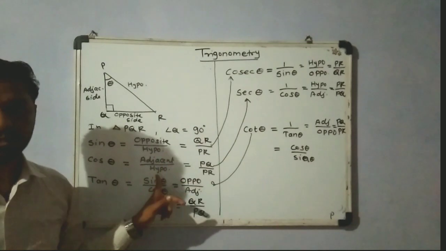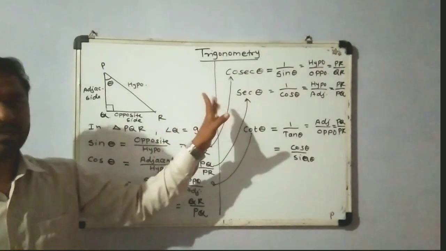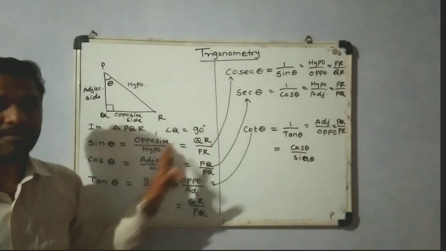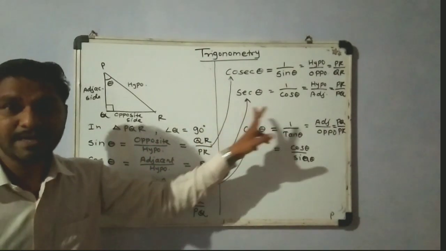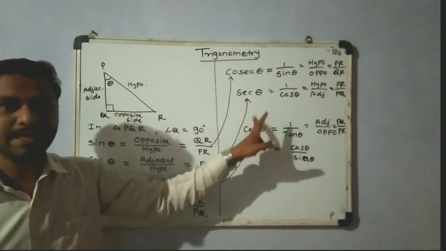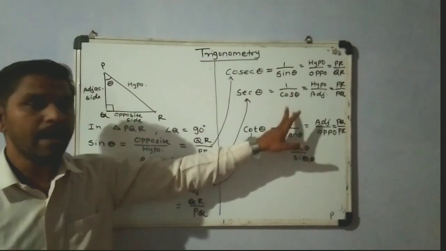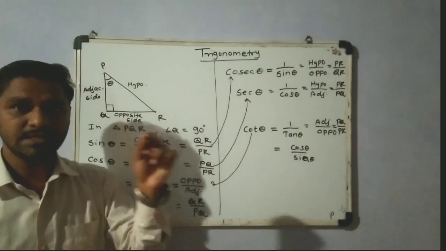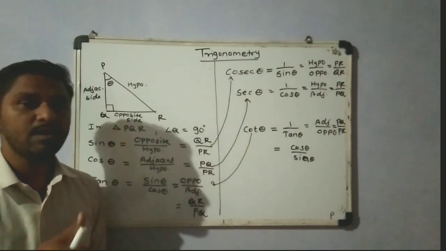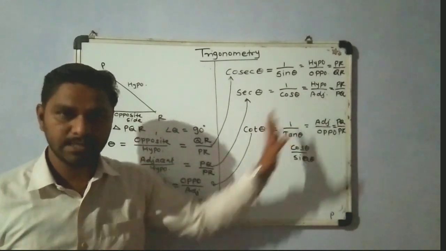In the same way, sec is related to cos. That's why I tell you, don't miss the sequence. Sec is nothing but the reciprocal of cos. So sec theta is equal to 1 upon cos theta. And we know cos theta means adjacent side upon hypotenuse, and its reciprocal becomes hypotenuse upon adjacent side.